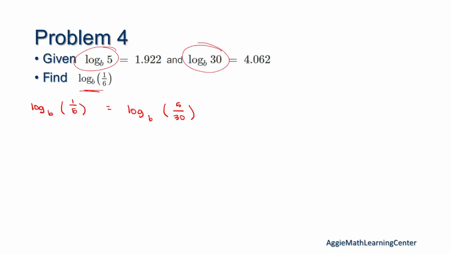Okay, once I have this as a division problem, I can split it up using subtraction with 2 logs, right? And so my numerator will be my first log, log base b of 5, minus log base b of 30, the log that has the denominator. And then, once we know these values, we'll just substitute what it's given us. We know log base b of 5 is 1.922, and log base b of 30 is 4.062. And I don't have my calculator on me or anything.